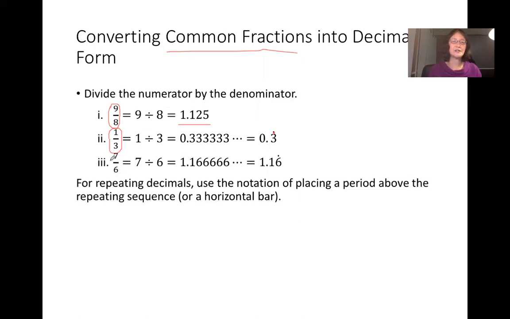Next one, 7 over 6, the same as 7 divided by 6. It is 1.1666. This 6 is repeated forever. So we have the dot over the 6 representing the repeating sequence. Some textbooks use the horizontal bar, so this one is 0.3 with a little bar over the 3, and this one is 1.16 with a little bar over the 6.